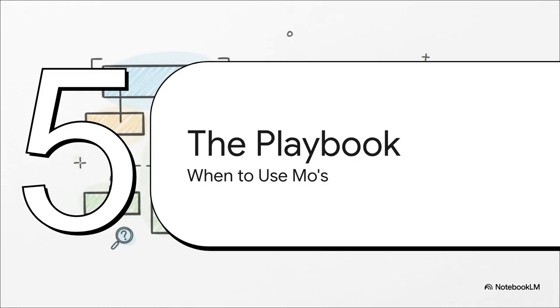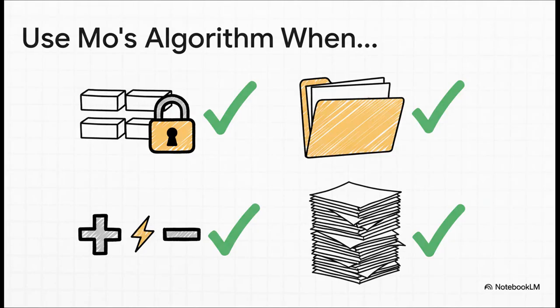Okay, so we've covered the how and the why. Now let's get super practical. Let's build a playbook for when you should actually use Mo's algorithm. When you see a problem in an interview or a competition, what are the signs that scream, hey, use Mo's here? Here's your checklist. These are the green lights.